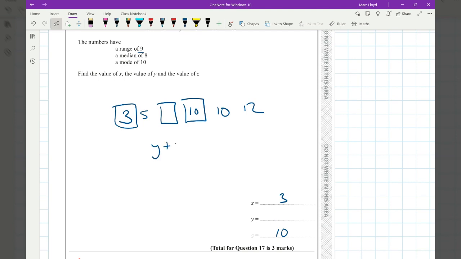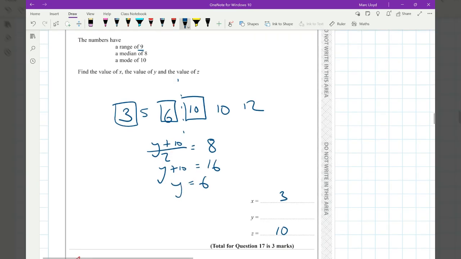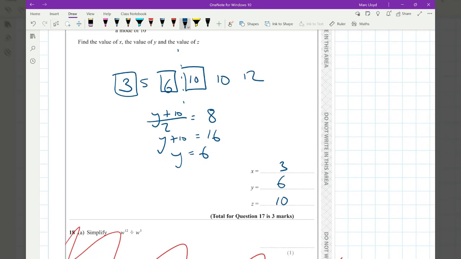So y plus 10 divided by 2 is going to equal the median of 8, because the median is going to fall between those two numbers. It's always the middle value when they're lined up. So we multiply by 2, giving us 16, and then we subtract the 10, giving us 6. So y is equal to 6.